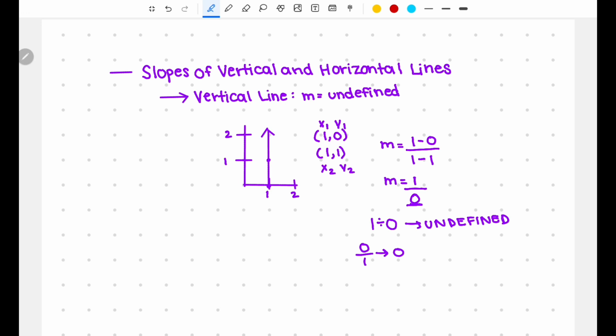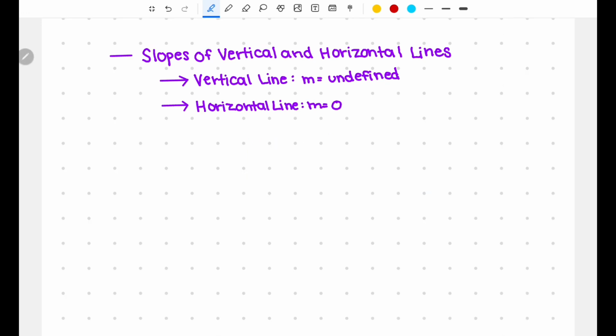And we know vertical lines are when the x coordinates are the same. So if you're ever given 2 of the same x coordinates and you're told to find the slope, it's going to be undefined because they form a vertical line. In a horizontal line, m is equal to 0.